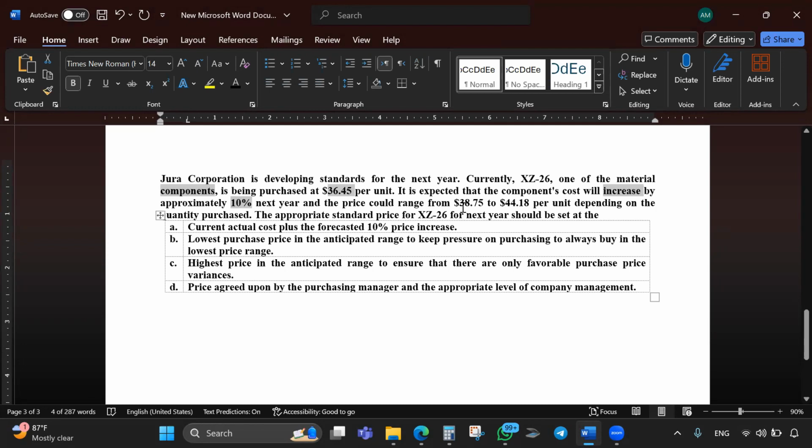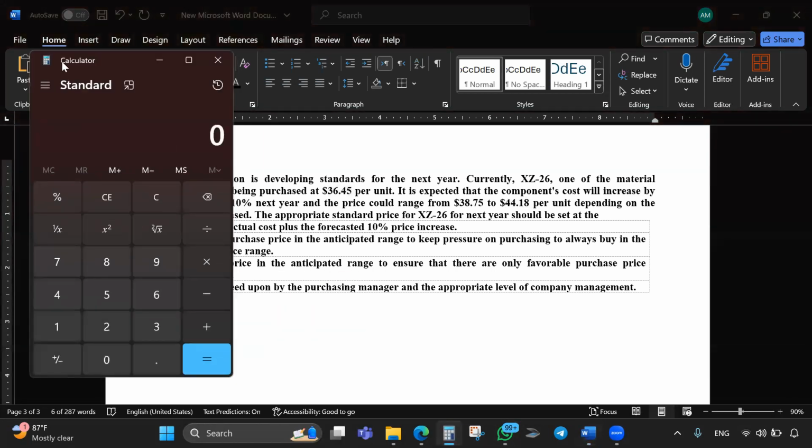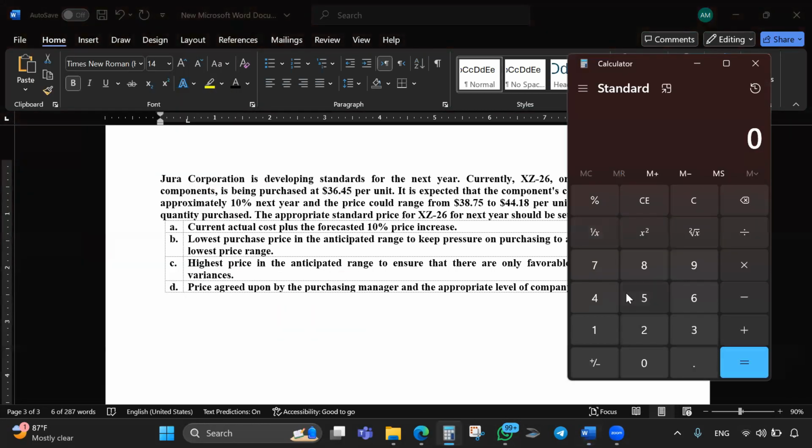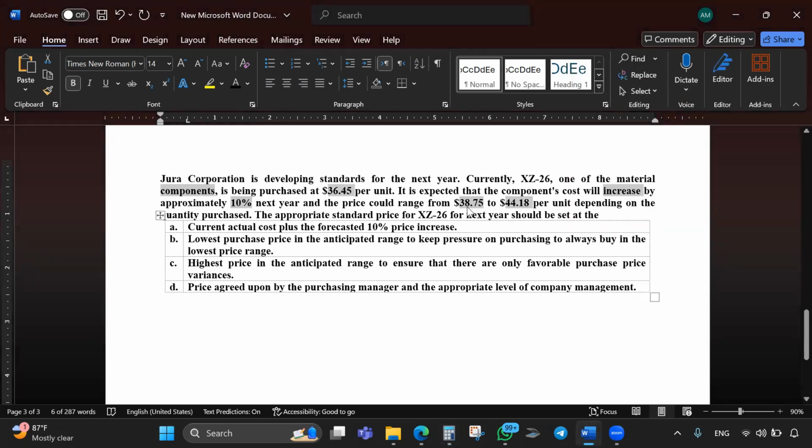The price could range from 38.75 to 44.18. Let's calculate the anticipated increase. 36.45. It may increase by 10%. So we will multiply by 1.1, which means 110%. So the price will range around $40.09, which is in the range between 38 and 44.